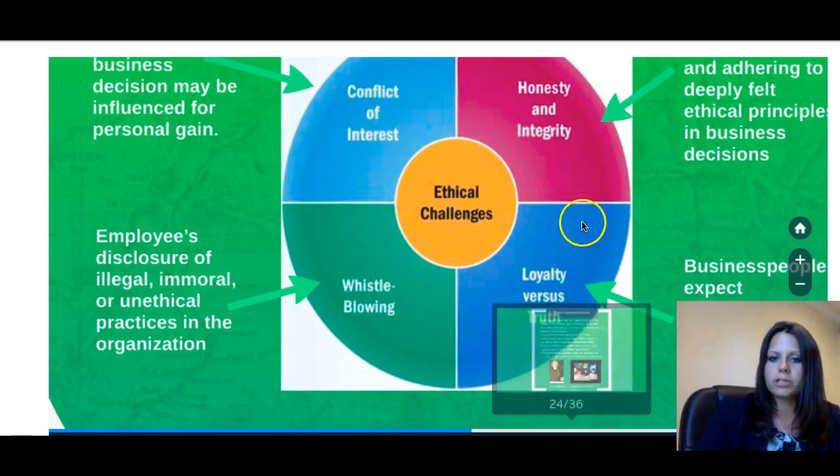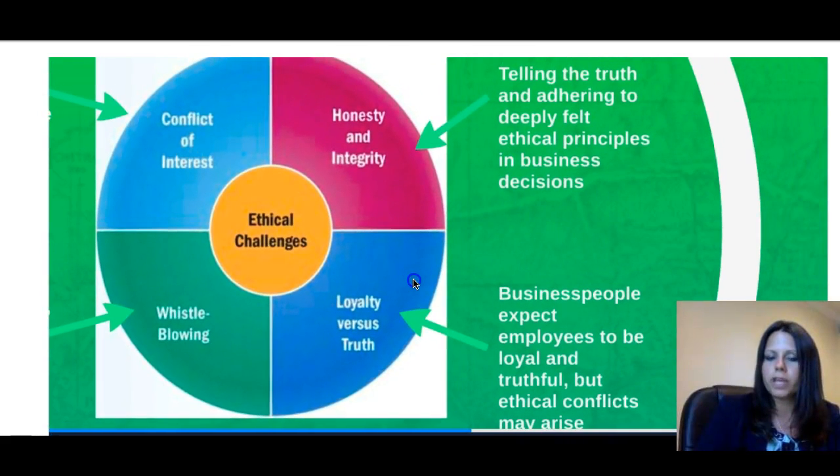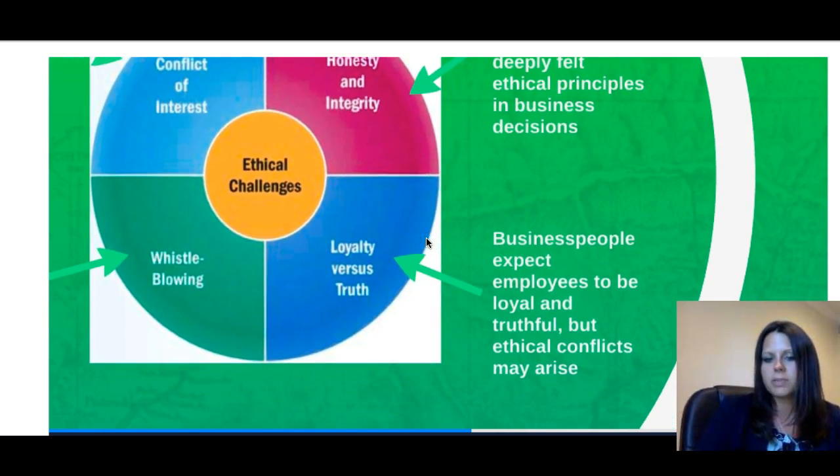I'm going to go over here to loyalty versus truth for just a moment. Again, you can see elements of this in some of the other categories we talked about. But the idea here is that business people expect employees to be loyal and to be truthful. But keep in mind, ethical conflicts arise.